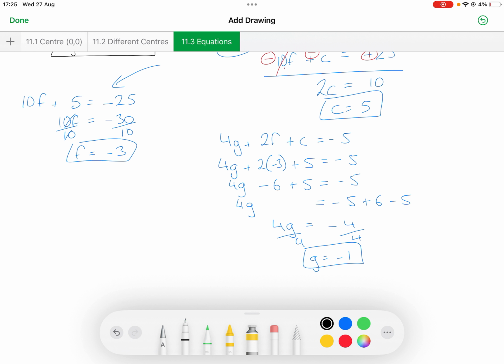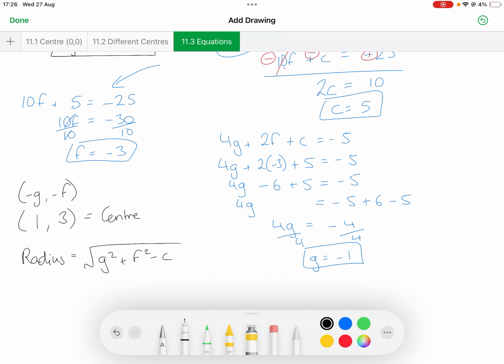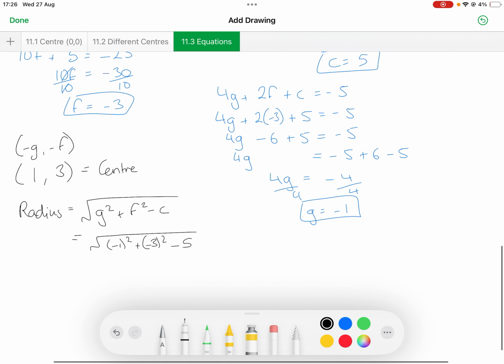So your centre of a circle is always minus g, minus f. So in this case, minus g, but g is minus 1. So minus a minus 1 is plus 1. And minus f, but f is minus 3. So minus a minus 3 is plus 3. So that's my centre. And then the radius, and again, these are in your log tables, is the square root of g squared plus f squared take away c. So in our case, minus 1 squared plus minus 3 squared, take away c, which is 5. So that's going to give us 1 plus 9 take away 5, which is square root of 5.